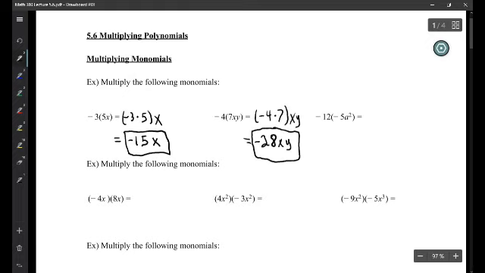And then we have negative 12 times the monomial negative 5a squared. Well, likewise, we get negative 12 times negative 5 times a squared. Negative times a negative, positive. 12 times 5, 60. 60 a squared.